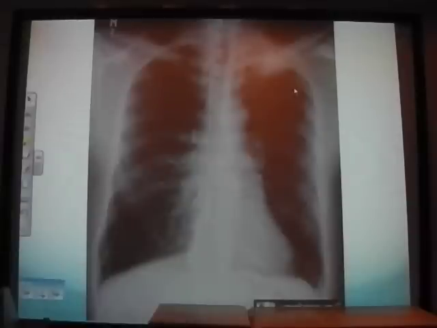Look at both the lung fields and try and compare them. What else are you looking at? Right mid-zone opacity. Yeah, so there's a problem there anyway. But the main problem with this patient would be the left apical. So what are the causes of that? Pancreas tumour, or TB.